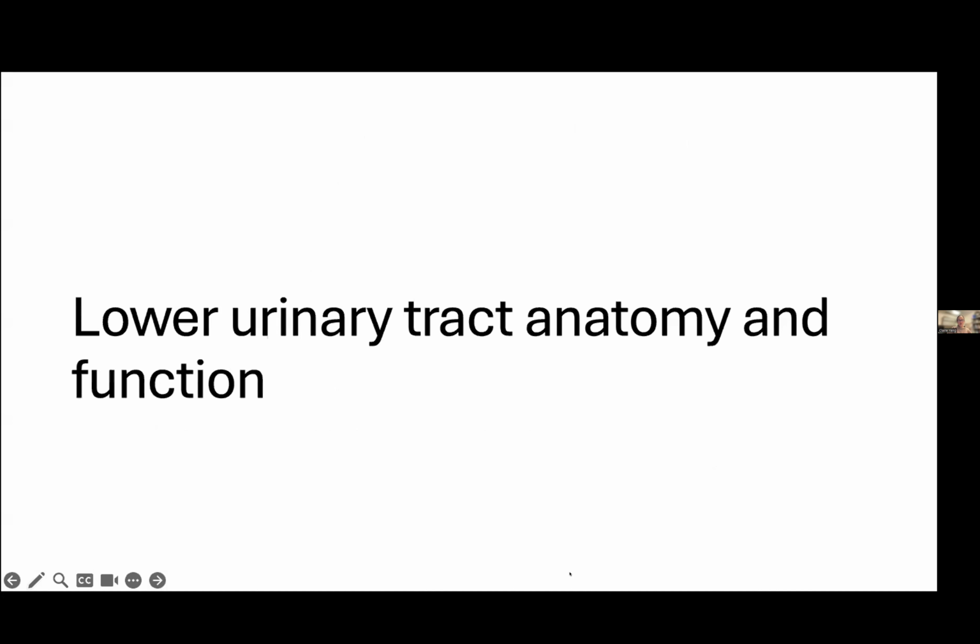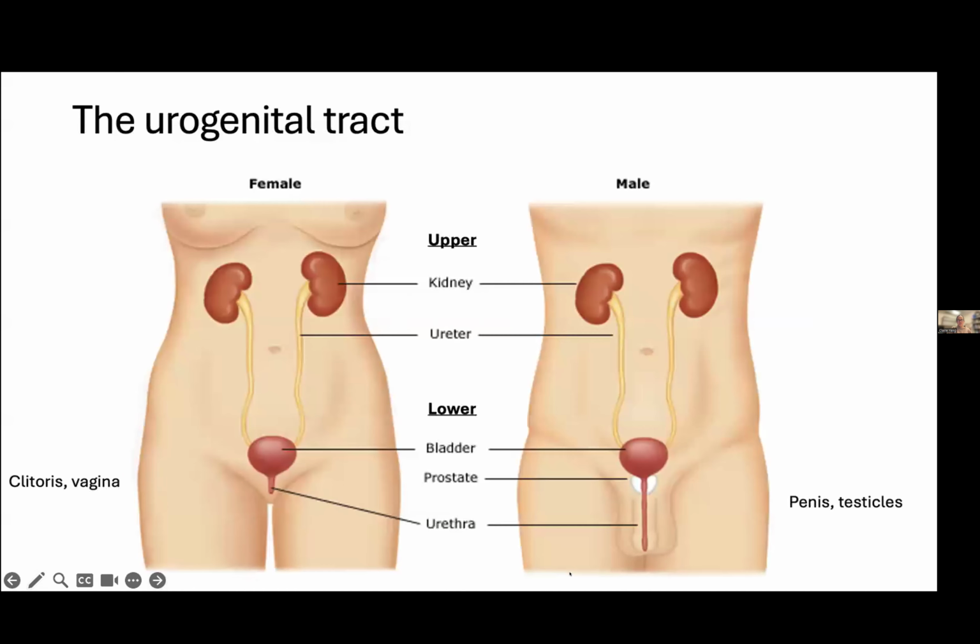So to start, a little anatomy and function review. The urogenital tract is any part of the body that comes into contact with urine. So the urinary tract is broken down into the upper urinary tract, which is the kidney and the ureter, and the lower urinary tract includes the bladder, and in men, the prostate, and the urethra, the passageway of urine out of the bladder to the outside world.